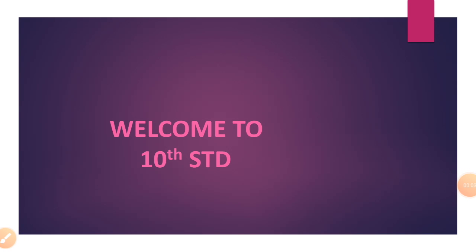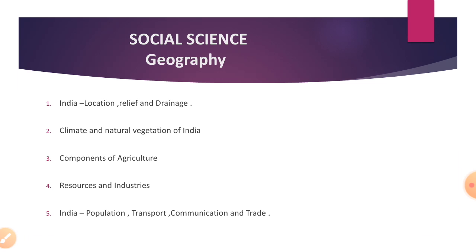Dear students, in 10th standard social science, now we are going to learn the geography part. You have two volumes in social. In first volume, you are going to study India location, relief and drainage. It is about the absolute location of our country, different landforms and water bodies.